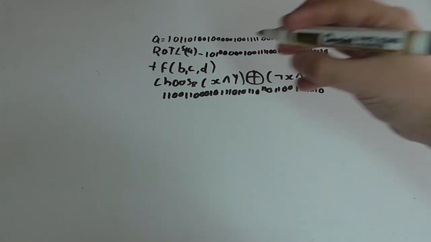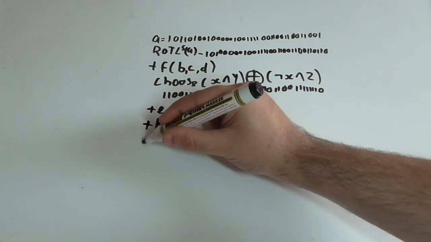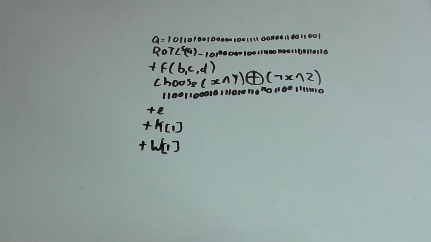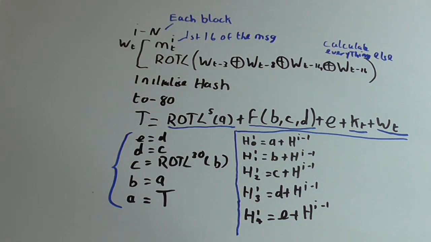We then add this result to E, and we add this to the appropriate constant K in its binary form, which is the first value in K, and add this to the message schedule for this point. We then reassign the values of all the other variables. E gets the value of D, D gets the value of C, C gets the left rotate 30 places of B, B gets A, and finally A gets the value of the temporary variable we just created.